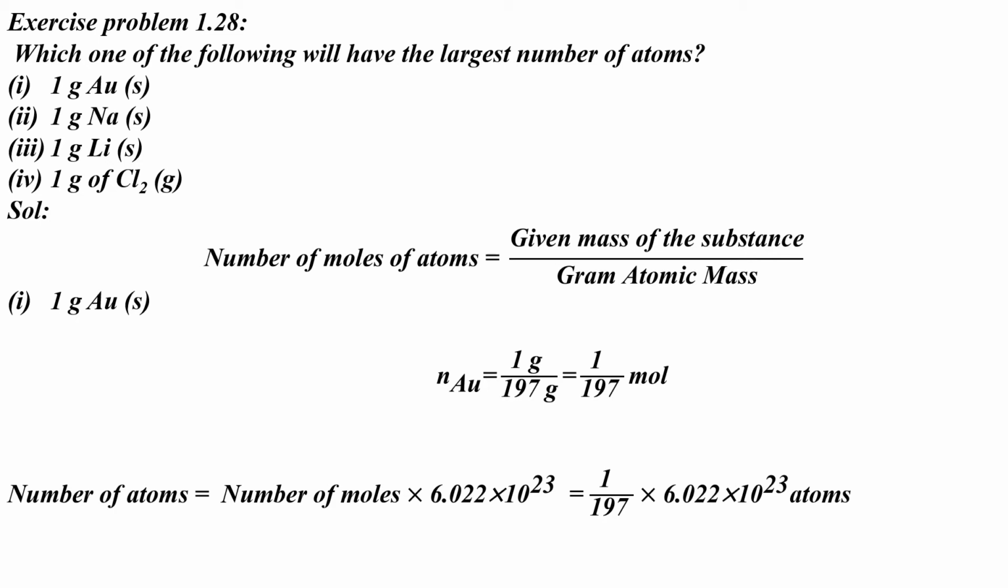The number of moles of atoms in 1 gram gold is equal to, what is the given mass of the substance? It is 1 gram divided by gram atomic mass of gold. It is 197 grams. So that gives you 1 divided by 197 moles.